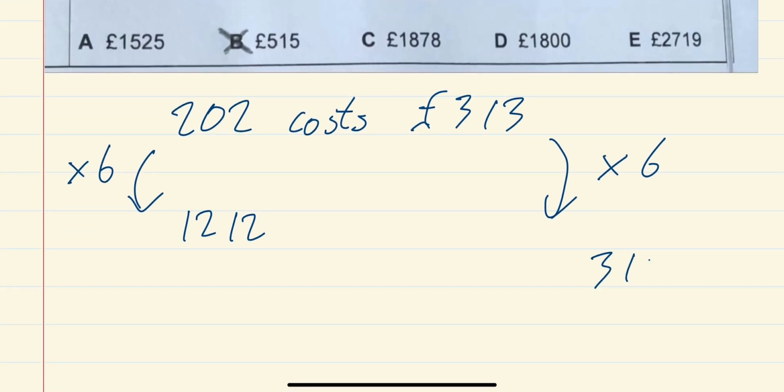So we'll do a wee bit of working out. So 6 times 3 gives you 18, carry my 1. 6 times 1 is 6, and then add that 1, gives me the 7. And 6 times 3 gives me 18. So there we have it.